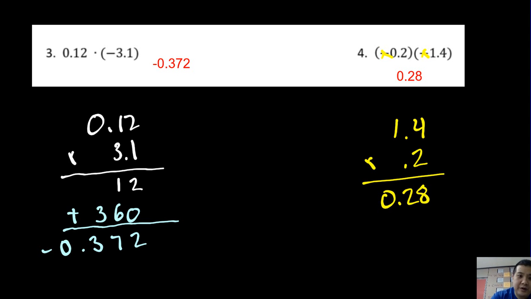Again, remember that there are 3 digits behind the decimal in our original problem. 1, 2, 3. So our final answer should have 3 digits behind the decimal as well. And for the other, 2 digits behind the decimal, so 2 digits behind the decimal as well.